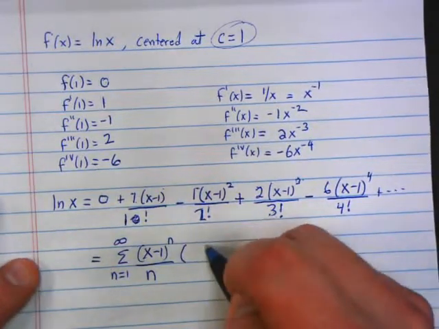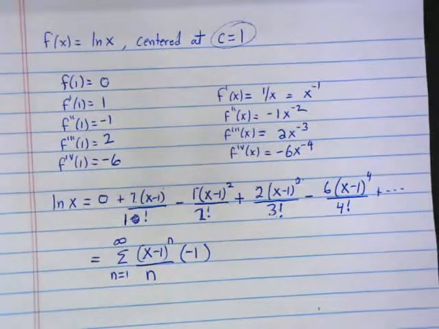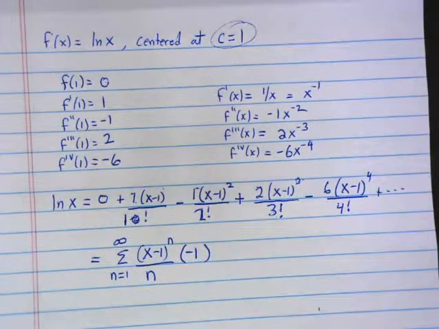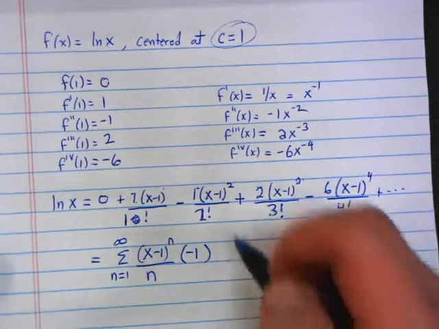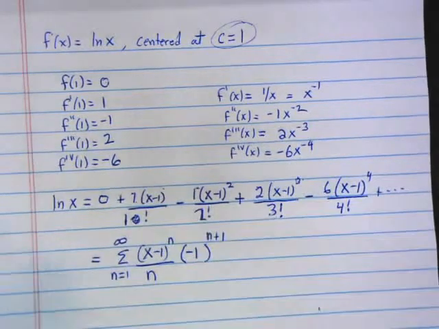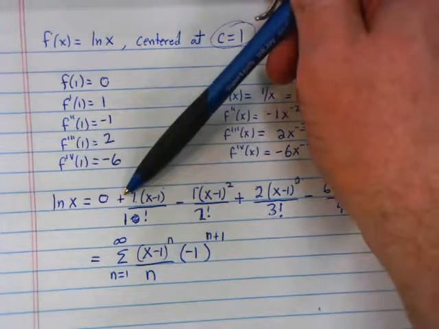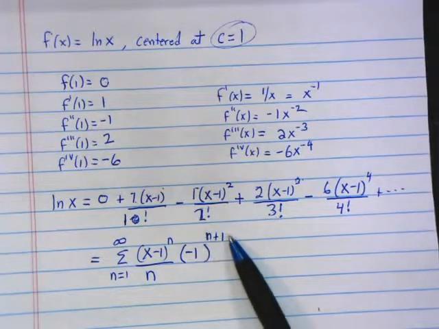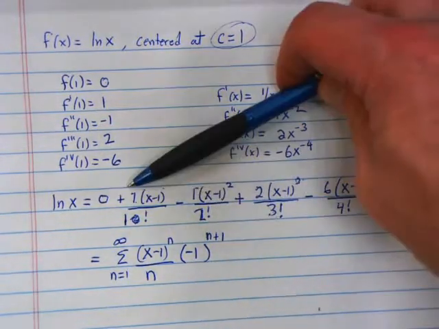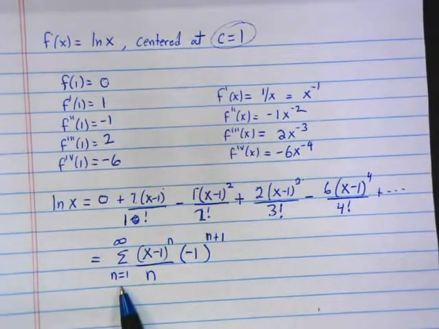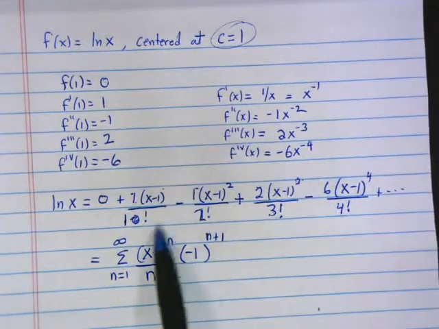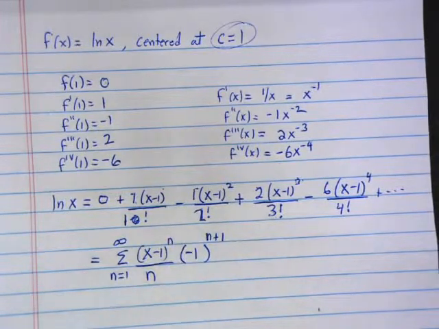But then I need to remember that this is alternating. So I need a -1 raised to what power? I think I need an n plus 1. Why n plus 1? Why not just n? Because the first one started positive, didn't it? So if I plug in 1, that would give me 1 plus 1, which is 2. -1 squared would give me a positive number. And then when I plug in 2, 2 plus 1 would be 3. -1 to the 3 would give me the negative. So there's the power series for ln.